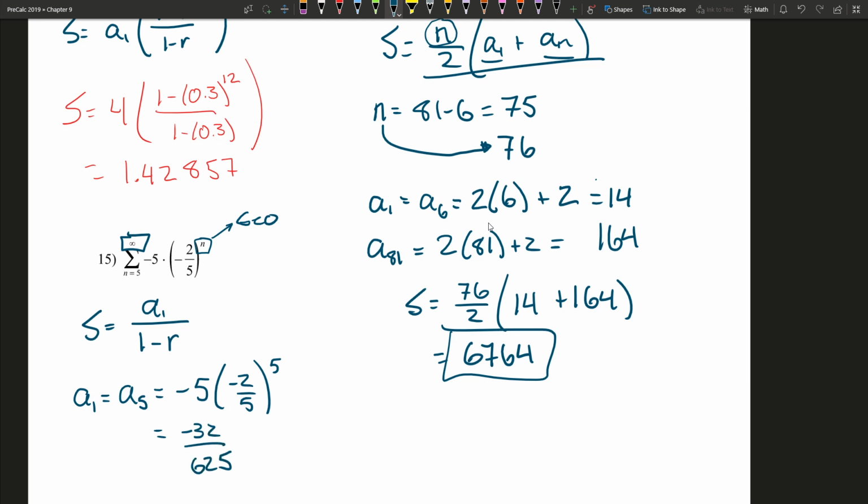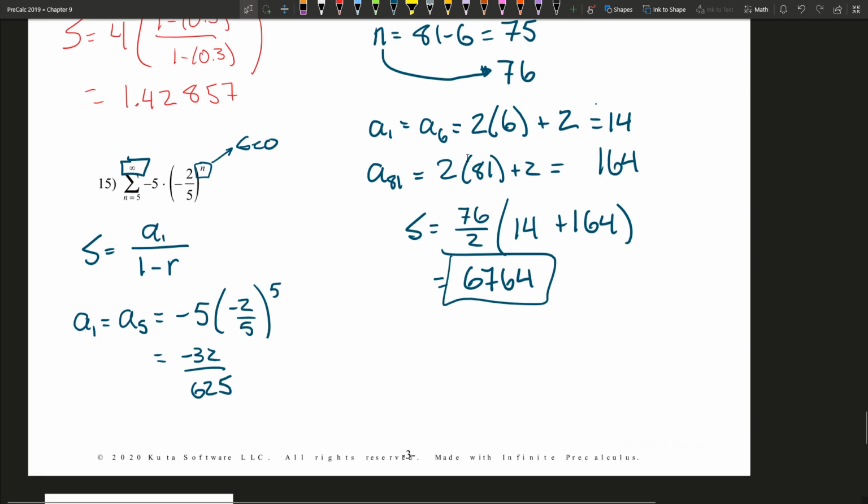Which is negative 32 over 625. You can keep that as a decimal. So when you actually plug that into a calculator, you get 0.0512. That's fine. I just like fractions better, right? The next thing we need is the common ratio, r, which in this case is just negative 2/5.